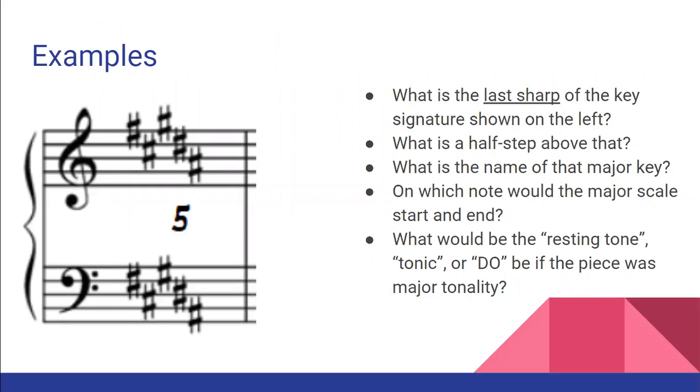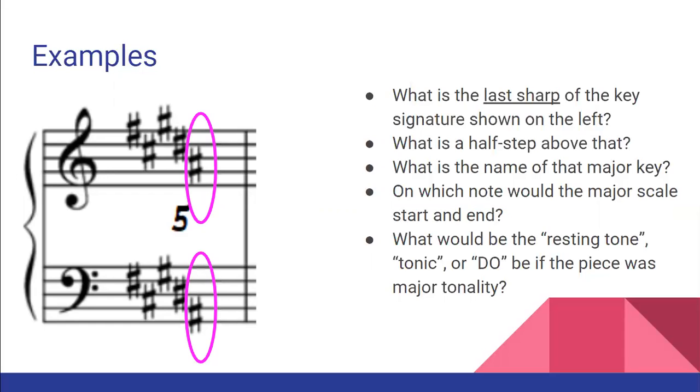Let's start with 5. What is the last sharp of the key signature shown here? Well, we've got fat cats go down alleys. A is the last sharp. What do we do with that last sharp? We raise it a half step. What is a half step above A sharp? Well, if you look in your fingering chart, the next note over from A sharp is going to be B. Specifically, it's going to be B natural.